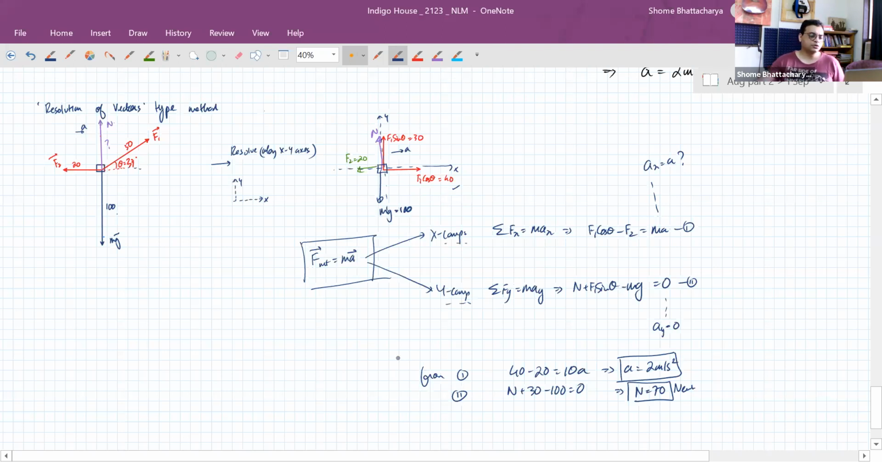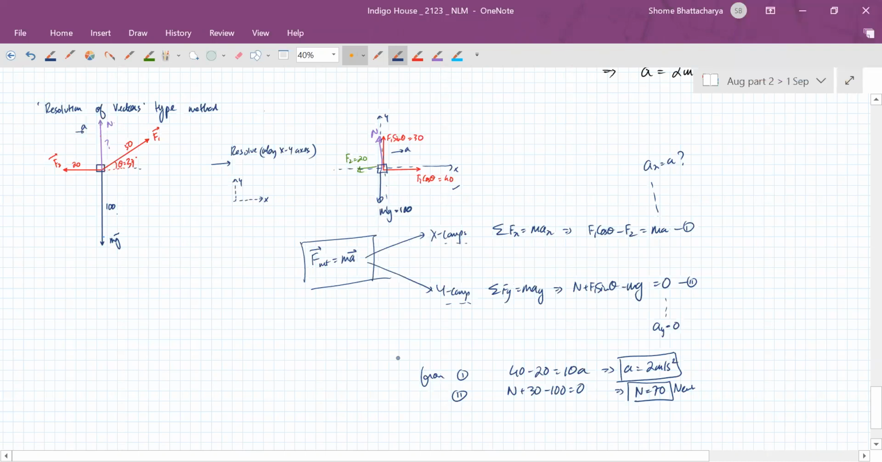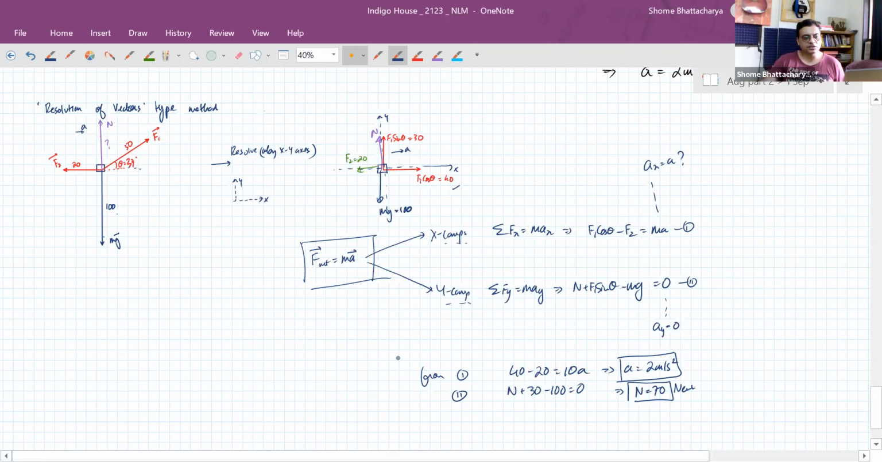So this is going to be our regular method of solving Newton's second law in given problems. This method is actually called the free body diagram method. We'll discuss a little bit more about it in detail. Almost every problem will be using this as part of the solution.